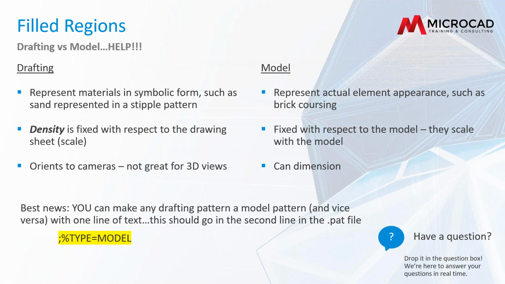Model patterns represent an actual appearance, such as brick or stone. It is fixed with respect to the model. And a nice thing is you can actually dimension to model fill patterns. And a little piece of trivia for you, you can always turn a drafting pattern into a model pattern in Notepad in that original PAT file by typing in semicolon %type=model. So if someone ever shares something with you and you need to use it for either, you can certainly adjust that.